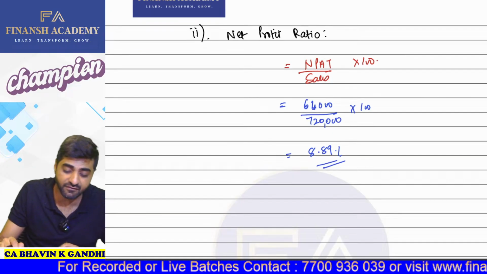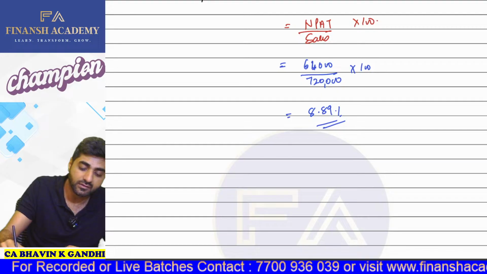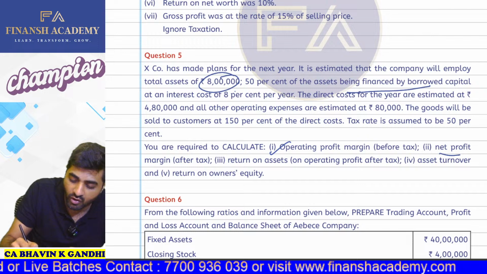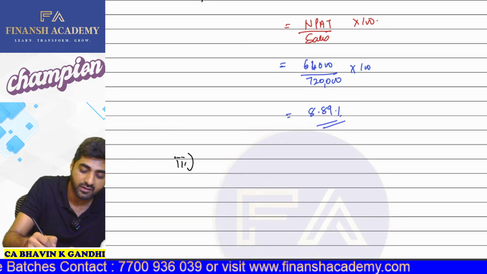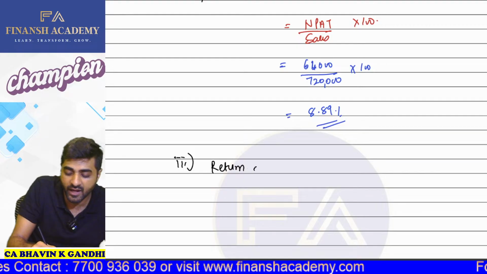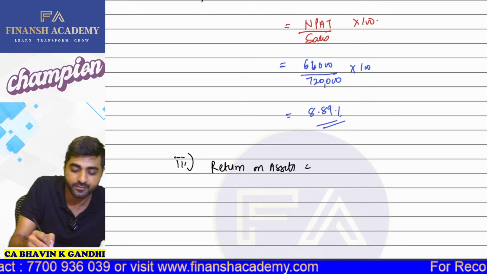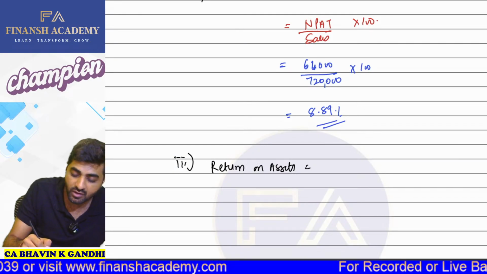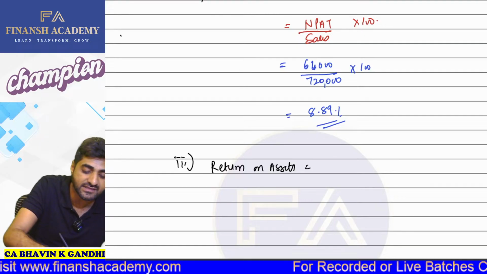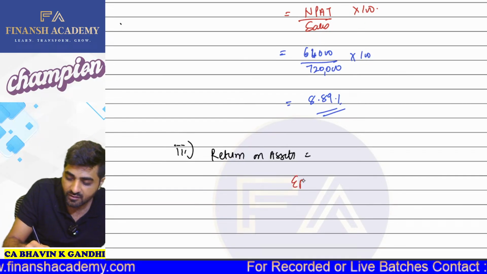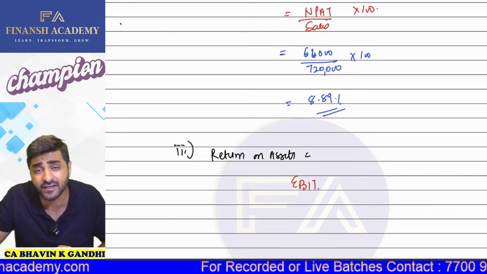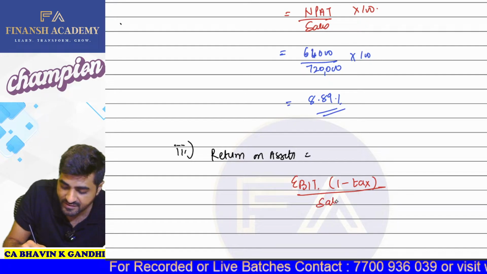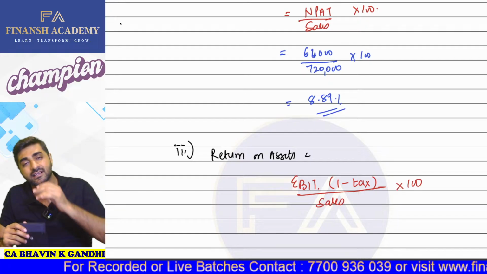And then, my dear students, we have the third ratio. What is your third ratio? Your third ratio is going to be return on assets. Okay. So return on assets, and what they have specifically told you. See, they have told you that it is on operating profits after tax. So what will be the formula? Operating profits is EBIT, but they have told you we have to take operating profits after tax. So that will be EBIT into 1 minus tax upon sales into 100.